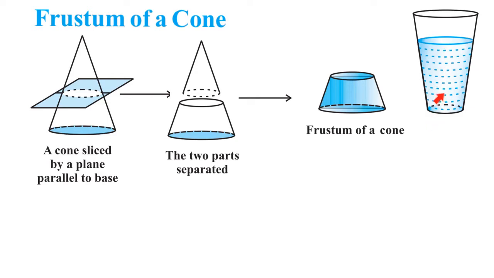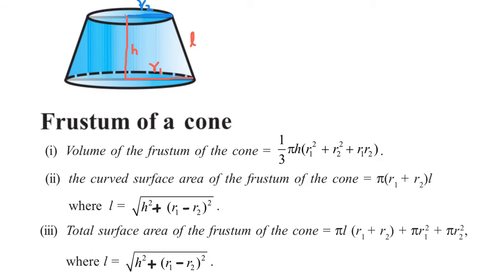Now we will see the formulas to find the volume and the surface area of the frustum of the cone. Let's look at this frustum where h is the height of the frustum, r1 is the bigger radius, r2 is the smaller radius and L is the slant height of the frustum. Then the volume of the frustum of the cone is given by the formula 1/3 pi times h times (r1 squared plus r2 squared plus r1 r2). We are not getting into the derivation of these formulas, we are just using the formulas in the problems.